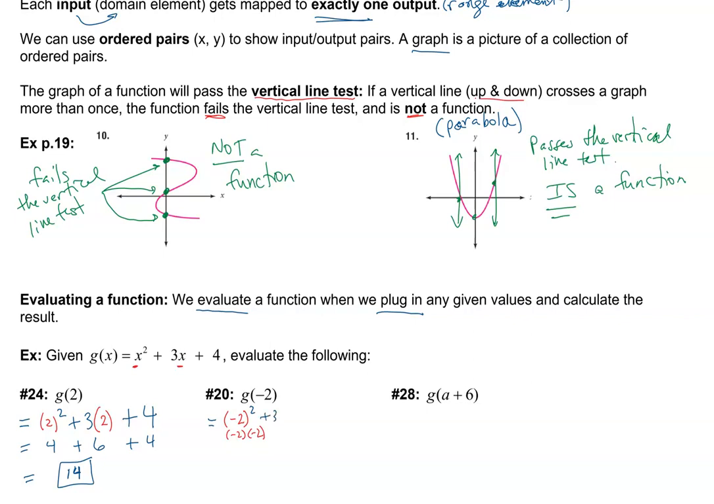And then again, 3 times, now this time, the negative 2 plus the 4. And so when I square negative 2, I again get a positive 4. But then in the middle, 3 times negative 2 is negative 6. So I'm going to subtract 6 and then add 4. So this time we just get negative 2 plus 4 is positive 2 for our answer.